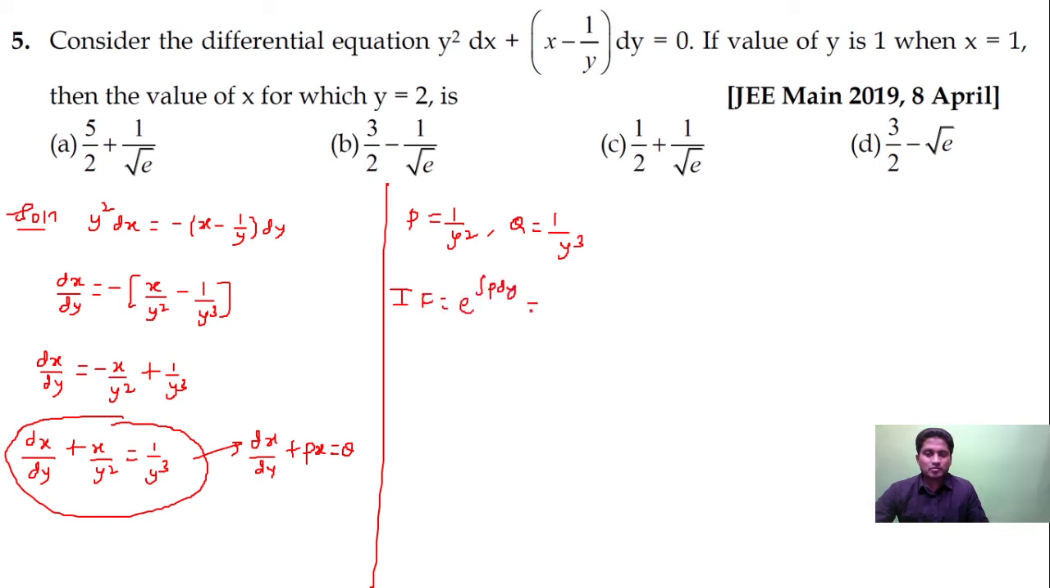So that's equal to e to the power integration of 1 by y square dy, e to the power of minus 1 by y. Okay, the solution will be equal to x into integrating factor is equal to integral q into integrating factor dy plus c. The integrating factor is e power minus 1 by y. Q will be equal to 1 by y cube.